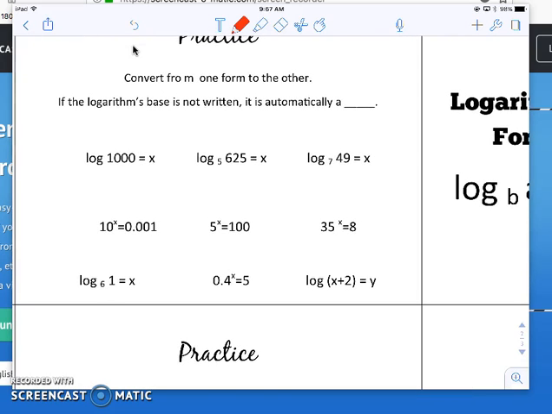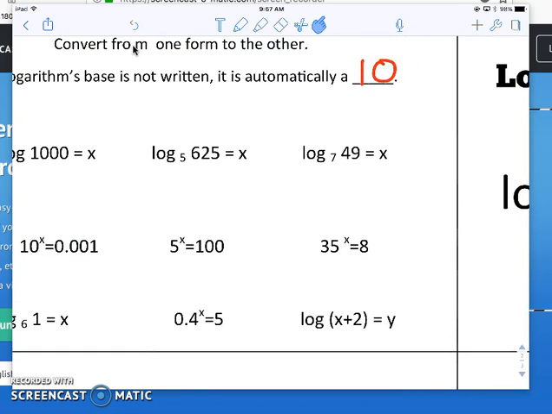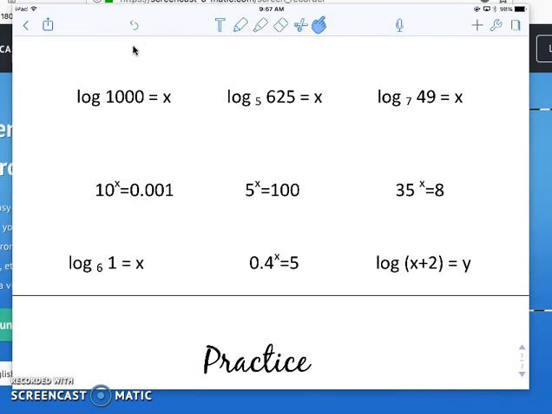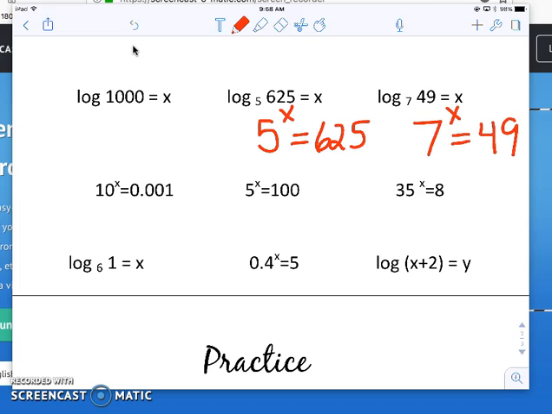On this next page, we're going to convert back and forth between log form and exponential form. And if the base isn't written, the base is automatically a 10. It's called the common log. If we take a look at this first row here, there's no base on the first one, and then we have a base of 5, a base of 7. So in exponential form, base of 5 to the power of x equals 625. This one would be 7 to the power of x equals 49. This first one, there is no base, so it's kind of like saying there's a tiny subscript 10 there. So 10 to the x equals 1,000.